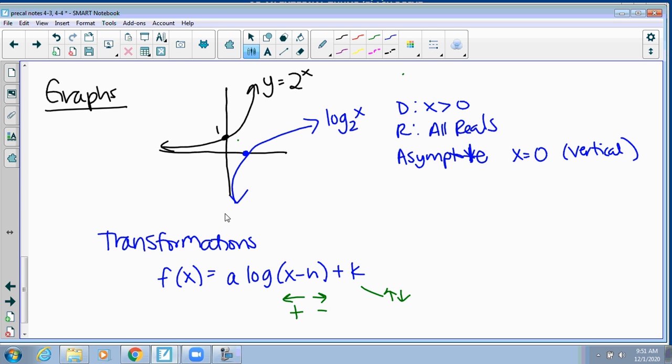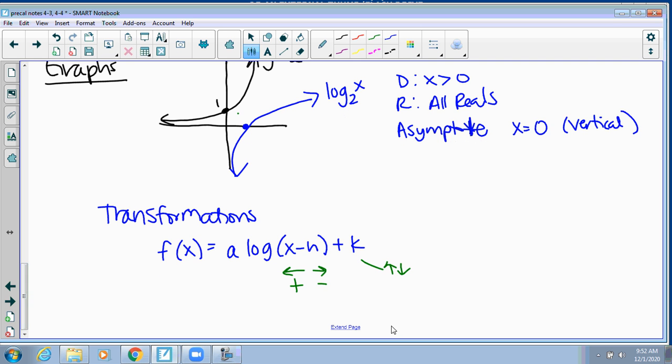So you do have a couple problems in your homework where you are looking at the graphs. Really, you just have to look at the transformations. This is the original graph for log base 2 of x. You're just moving that around. Which ones would move it left, right, up, down? Okay.